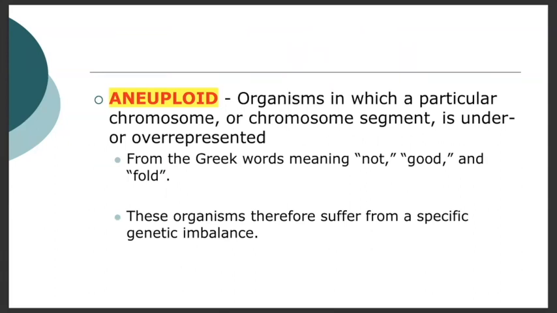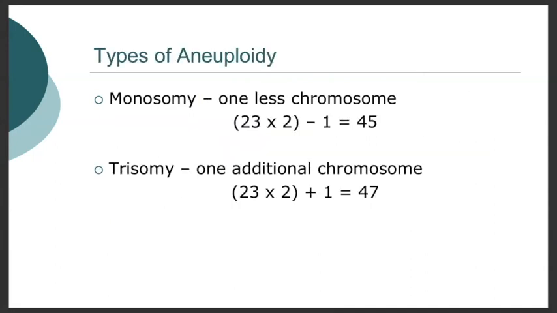Aneuploid is defined as an organism in which a particular chromosome or chromosome segment is under- or overrepresented. These organisms would suffer a specific genetic imbalance. And we have different types of aneuploidy. We have monosomy and trisomy. Monosomy is one less chromosome.